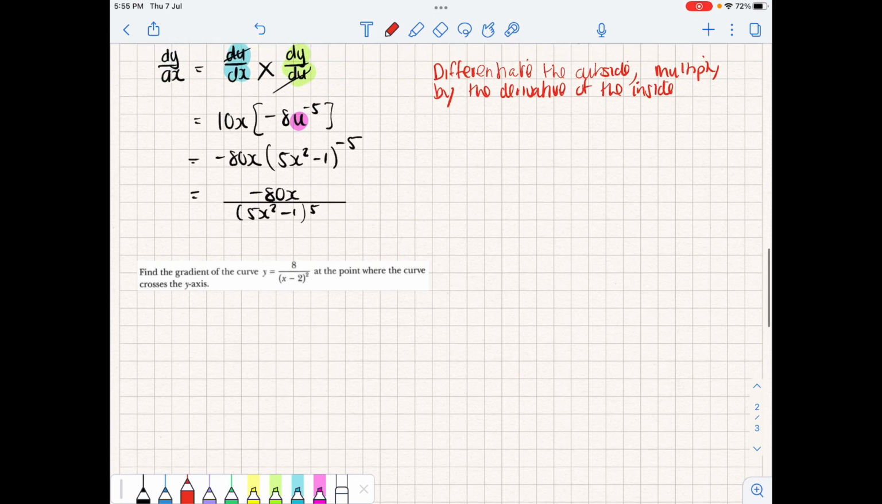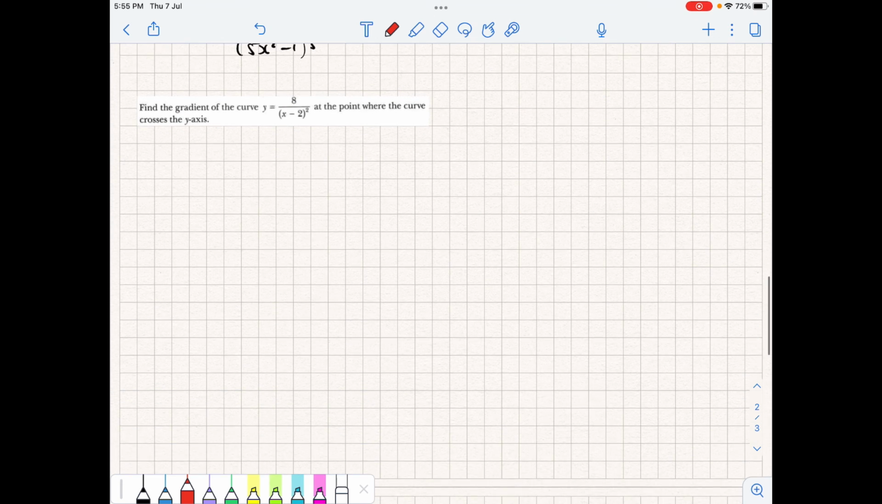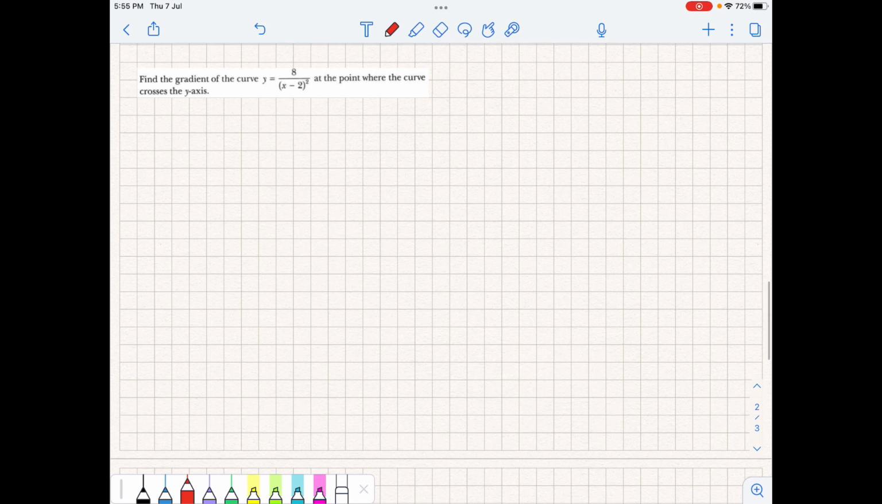Let's look at one more example of the chain rule. Here we're asked to find the gradient of a curve y equal to 8 over x minus 2 squared at the point where the curve crosses the x-axis. So if we want to find the gradient of something, this isn't a gradient function, this is the curve itself. If we want to find gradient, we need to find the gradient function, so we need to differentiate. At the moment, this equation is not in a form that we can differentiate, so we're going to change this into y equal to 8 times x minus 2 to the power of minus 2.